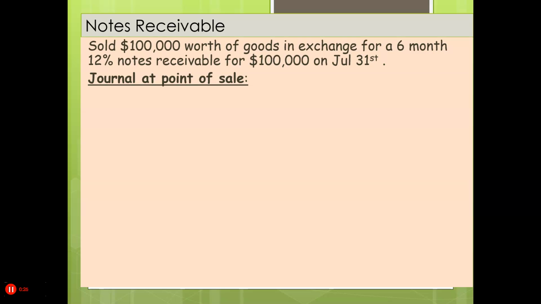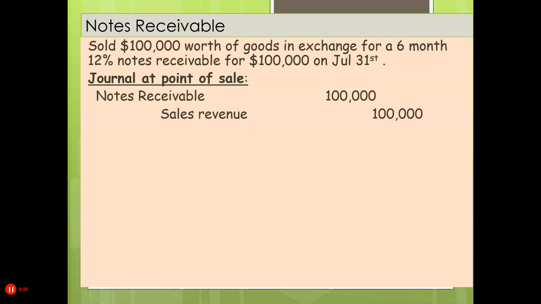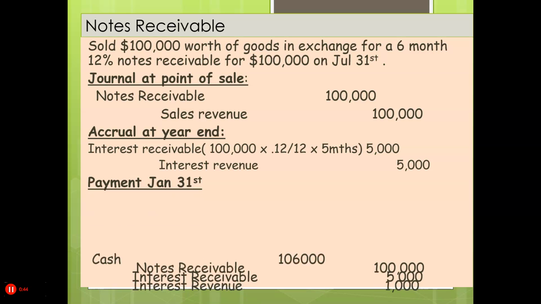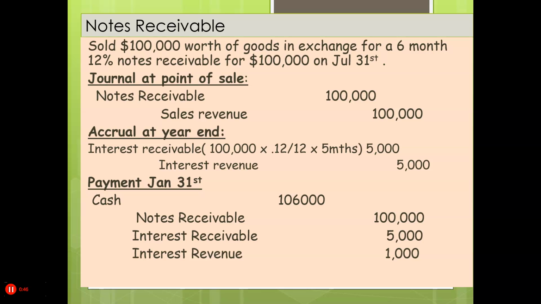Now, what if you sold $100,000 worth of goods exchanged for a 6-month 12% note? So you put the notes receivable in sales, and then you would accrue at the end of the year for 5 months. And then when the note is actually paid, we would indicate the balance of the interest, take off the interest receivable, the notes receivable, and show the cash.